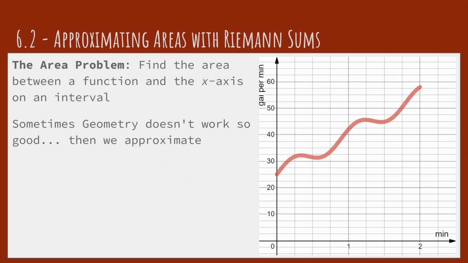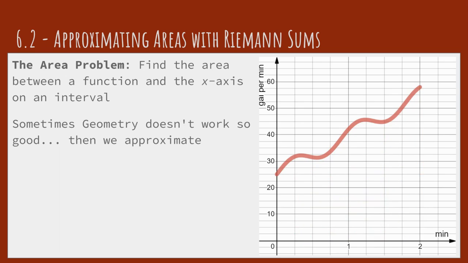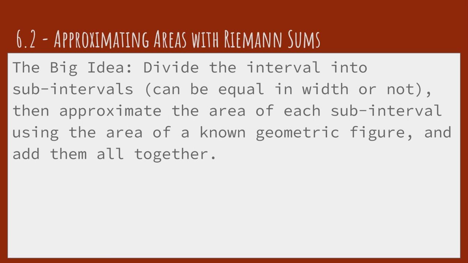However, for most of the functions that we deal with, geometry is just not going to work very well. So we can't find the area of a shape that looks like this using the simple geometric formulas that we learned in geometry class. So if we want to find this area here, we don't have a formula that does that for us. So what we're going to do is look at ways that we can approximate this area. We can get pretty close using shapes that we are familiar with. So the idea here is we're going to divide it into smaller pieces, and we're going to try to find the areas of those smaller pieces, or at least approximate the areas of those smaller pieces, and then add all those areas together.